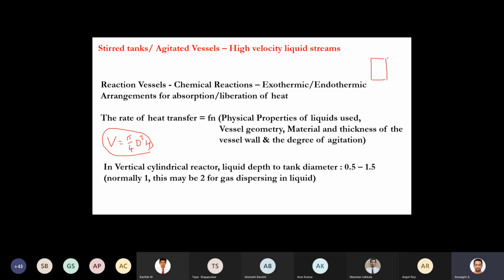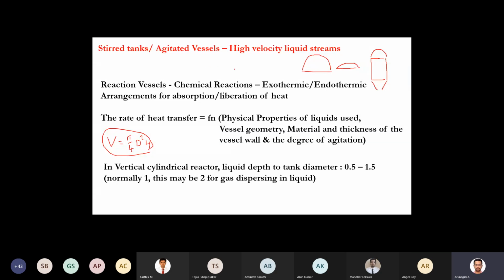Okay, so this is the body portion, normally cylindrical. Here you have this type of arrangement, for example an evaporator. You have a conical bottom, then a torispherical head. This is hemispherical, which means half of your sphere. Then this is torispherical.